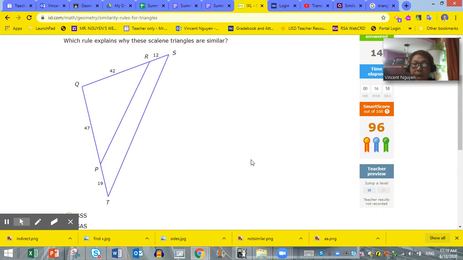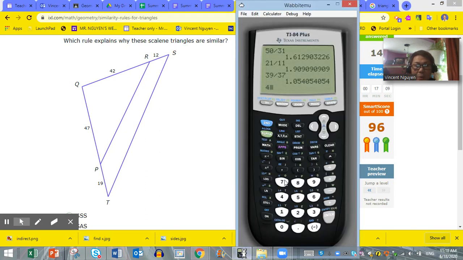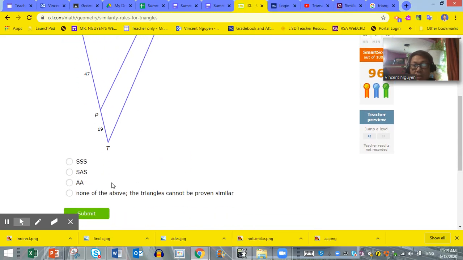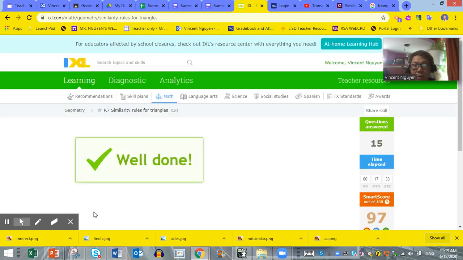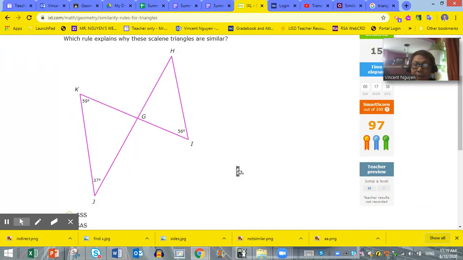These are repetitive now. 47 divided by 42, 19 divided by 12. Let's do that. One of these days, they're going to trick me. They're going to draw the lines like that, and I'm going to assume, and then I'm going to get it wrong. So just to be safe, always check. 47 divided by 42, and then 19 divided by 12. Are they the same? Nope. So they are not similar. Ta-da. 97.